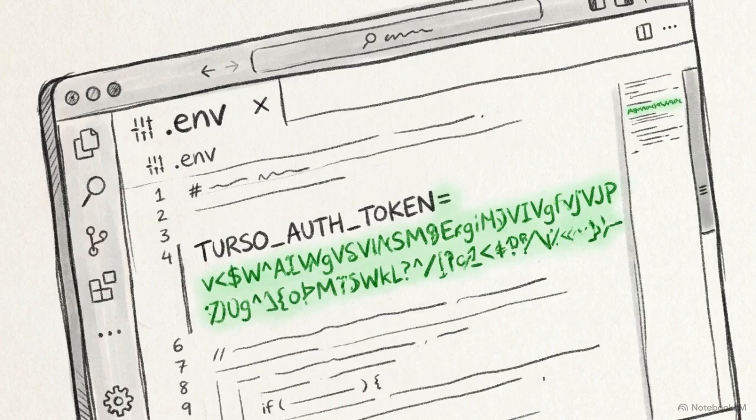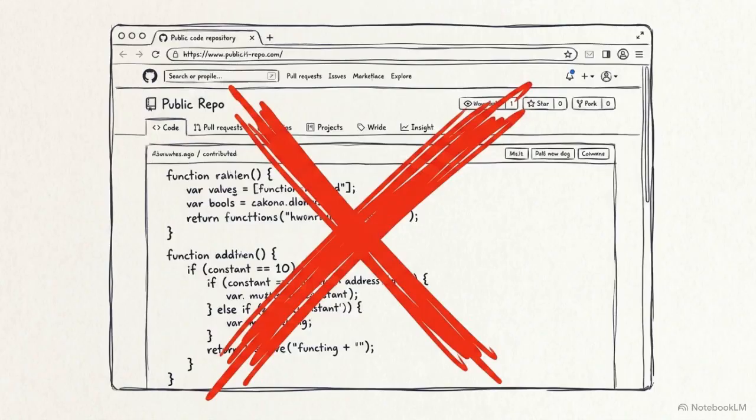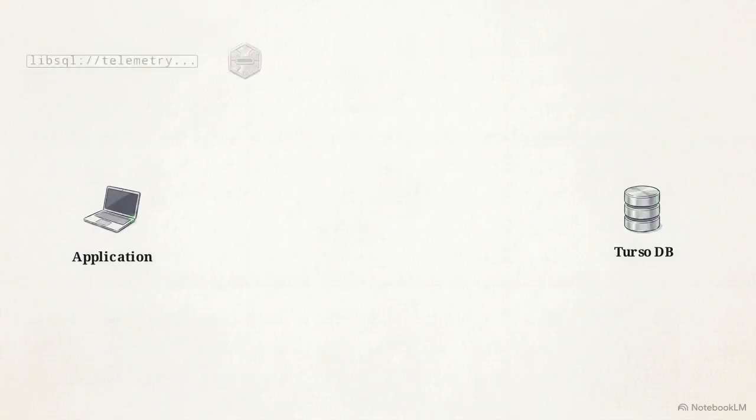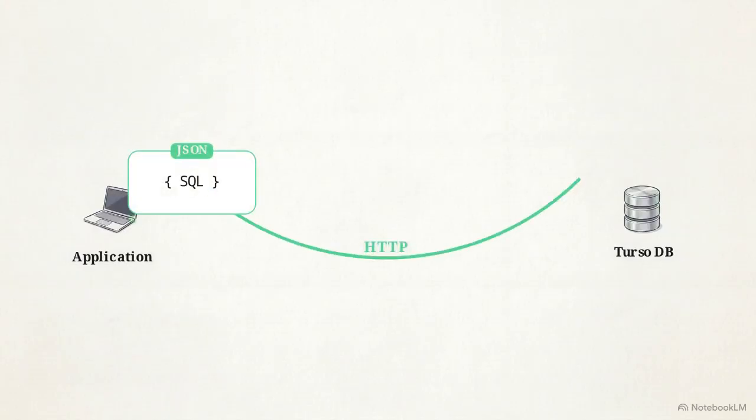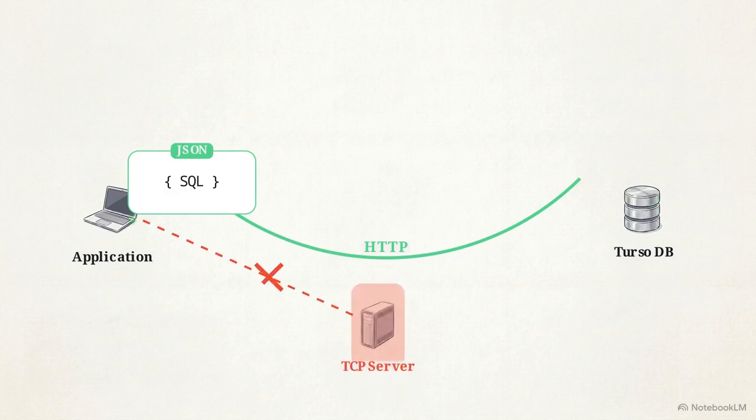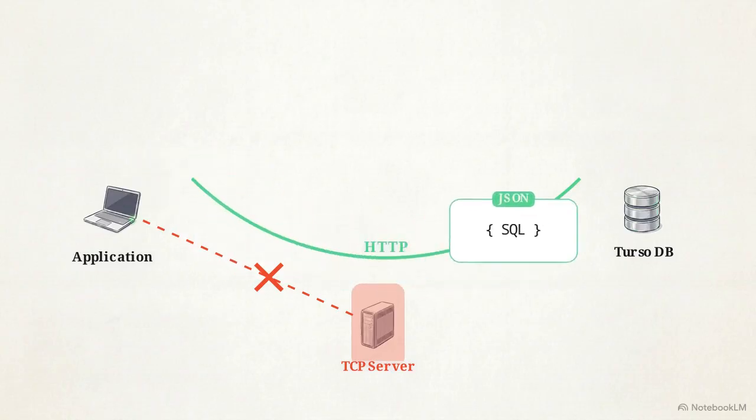This raw token serves as a highly sensitive bearer credential. You must inject it directly into your application's environment variables. Never hardcode this string into public repositories or your front-end logic. Pairing this database URI with your scoped token allows your application to execute SQL queries, packaging them as JSON payloads over standard HTTP. This bypasses the persistent network socket requirements that limit traditional database architectures in serverless environments.